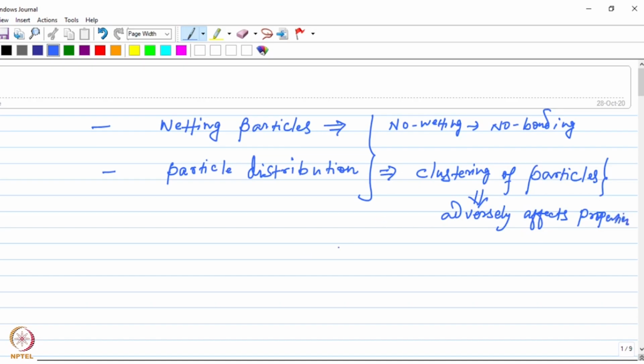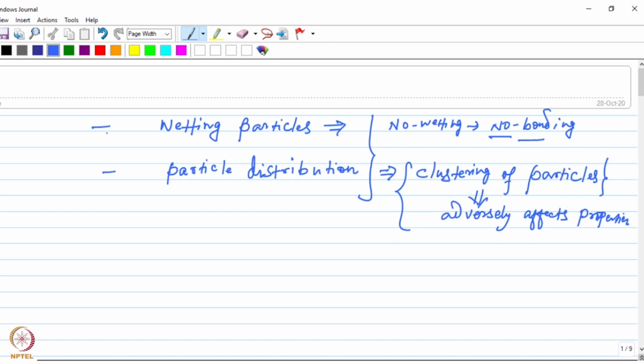So we need a composite where there will be good bonding between the particles and the matrix, and the particles will be uniformly distributed. Then only you can expect to get all the advantages of a composite material, such as high strength, high hardness, wear resistance, and so on.